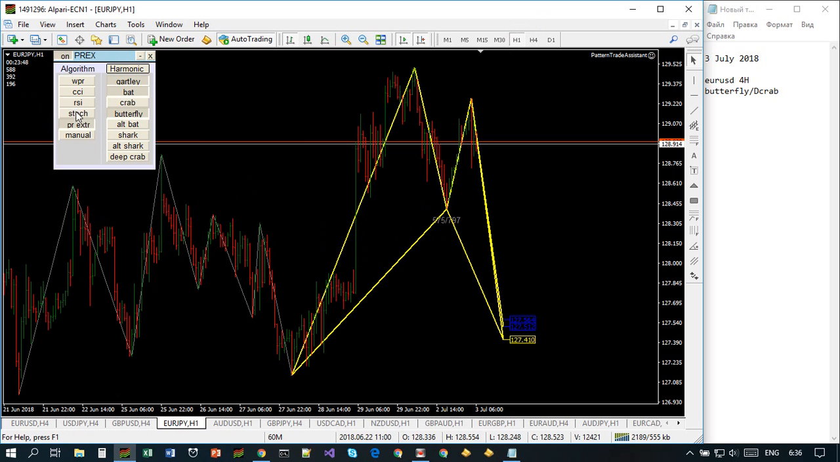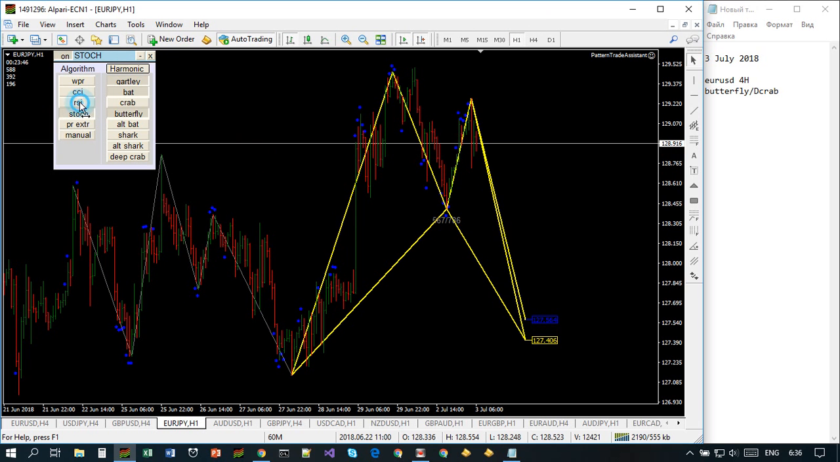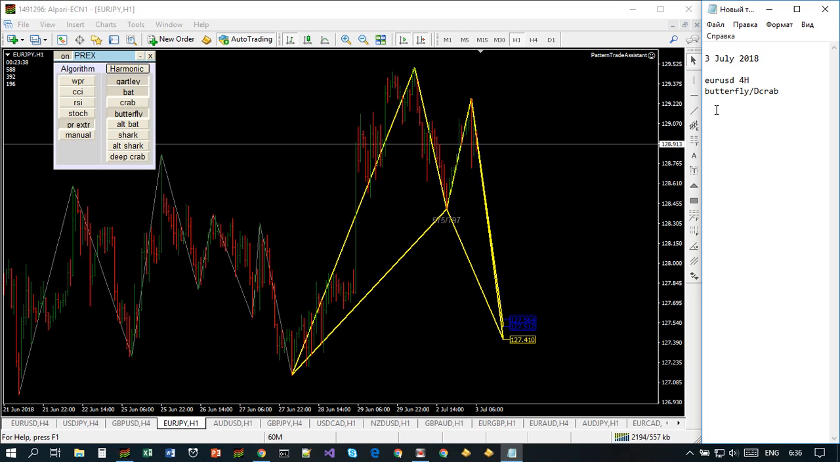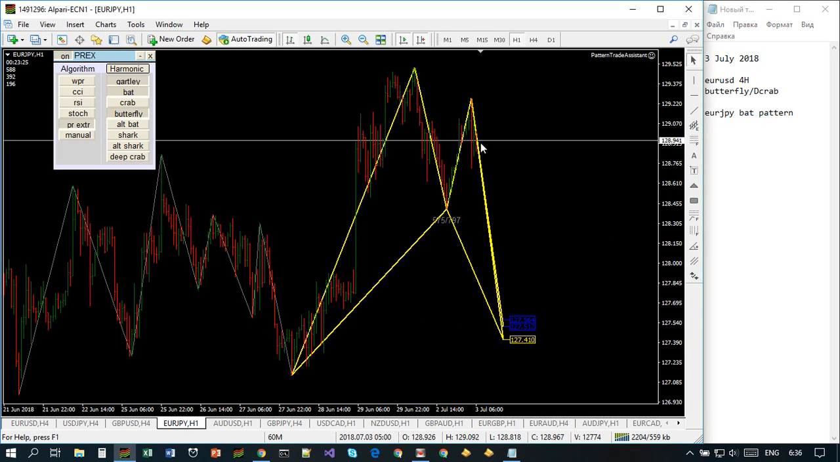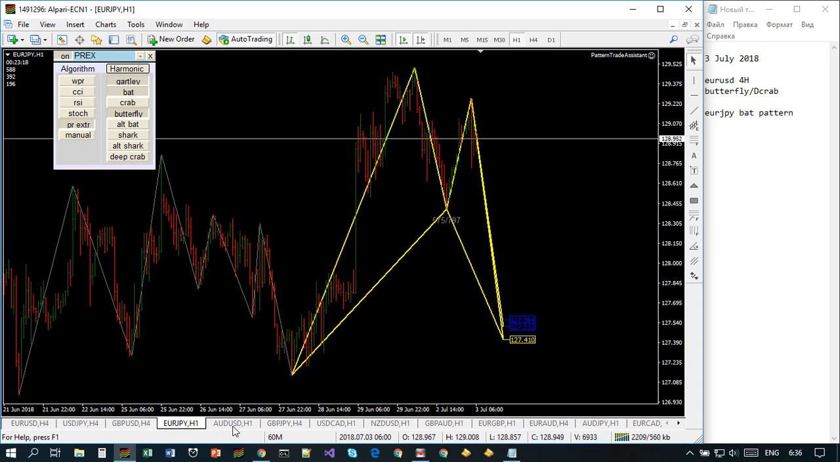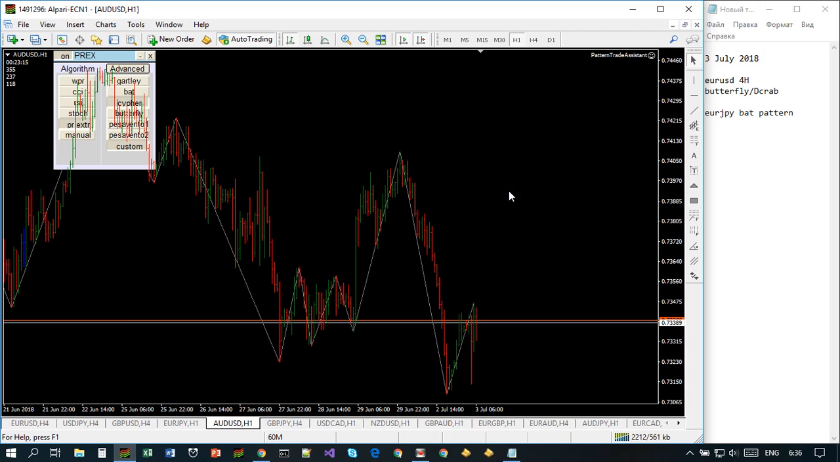As far as this bat goes, let us switch to other algorithms, and you see all 5 algorithms can detect this bat. So let's type it: Euro JPY bat pattern. Maybe I will go and trade it to the downside if the B point is broken. Maybe it is called a BAM strategy for harmonic patterns.